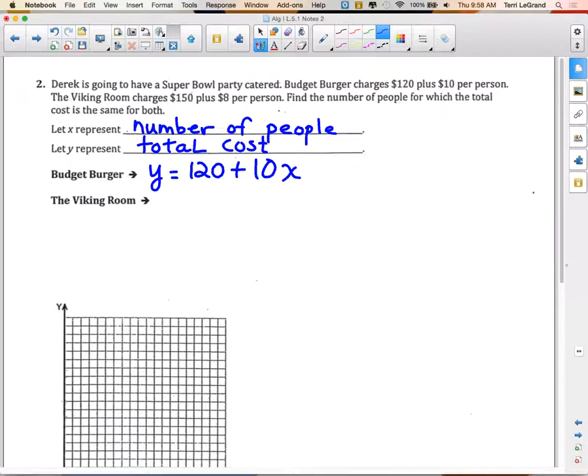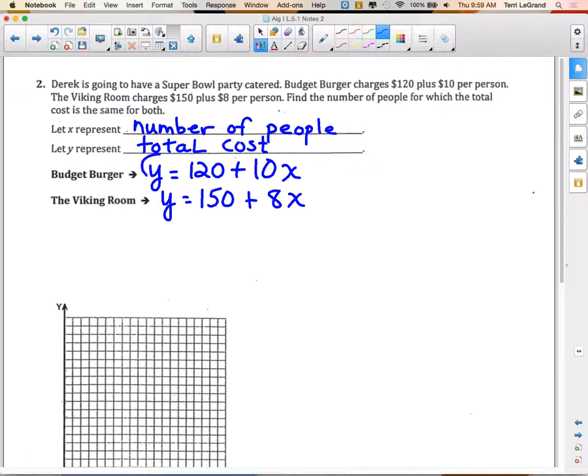Okay? Now go ahead and write one for the Viking room. What's it going to cost if we chose the Viking room instead? Got one for me, Elizabeth? Y equals 150 plus 8x. Okay, without having read up above, this tells me that the total cost to go with the Viking room would be the $150 one-time charge, and they charge $8 a person. Is that right? Okay, so do we have a system of equations here?